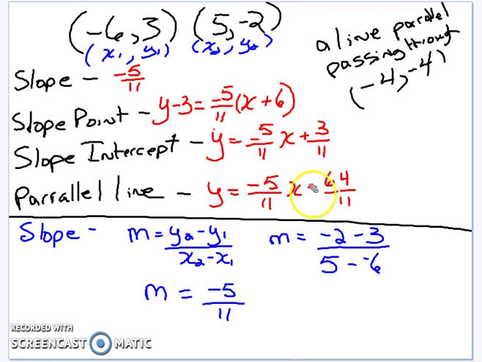A little bit complex, but it looks harder than it is. So we have our slope point, our slope intercept, and our parallel line.